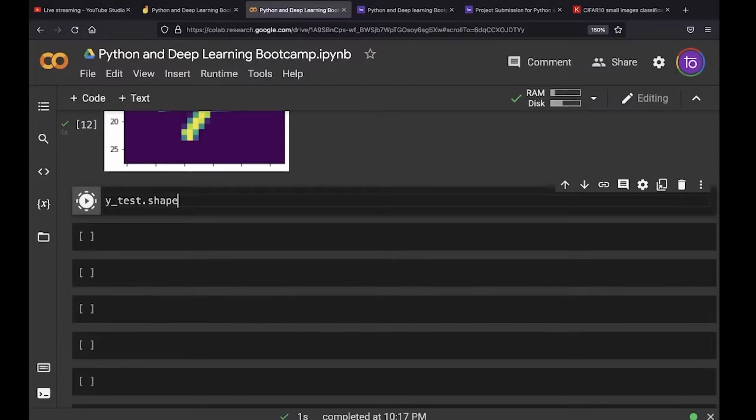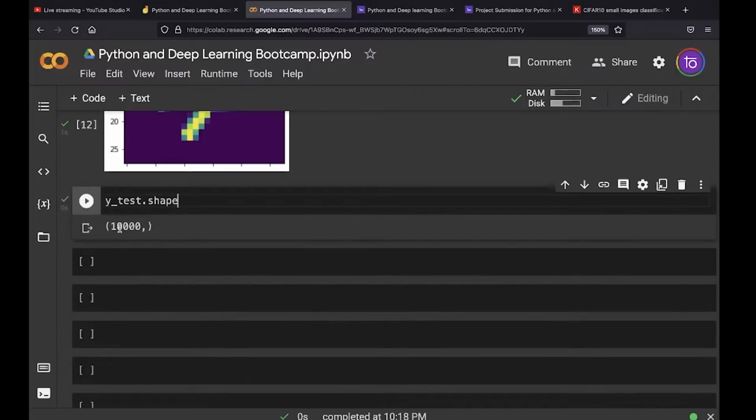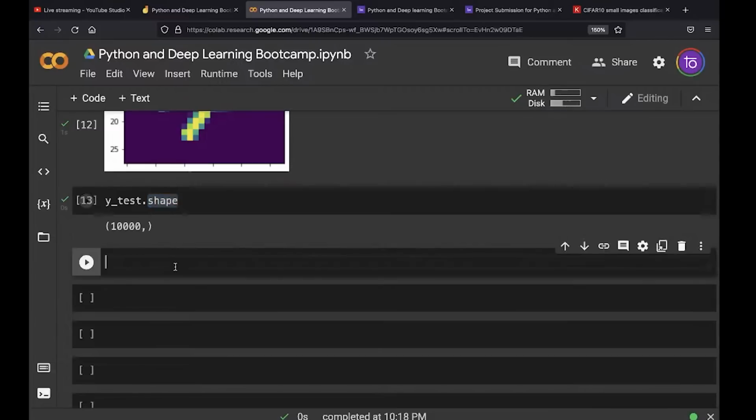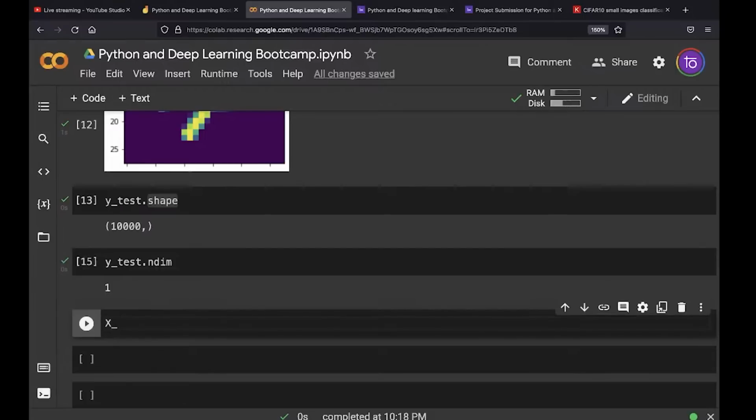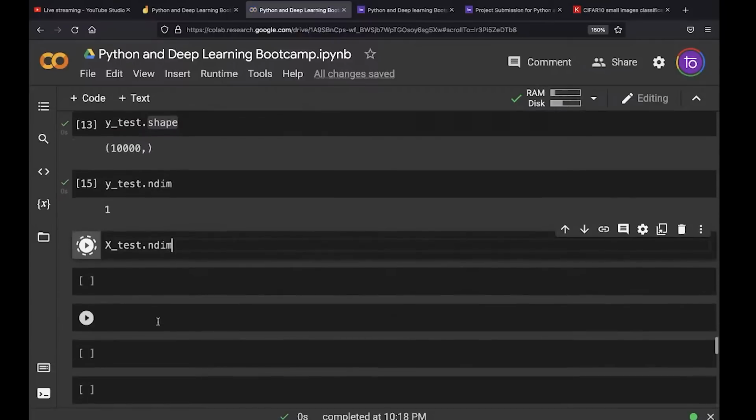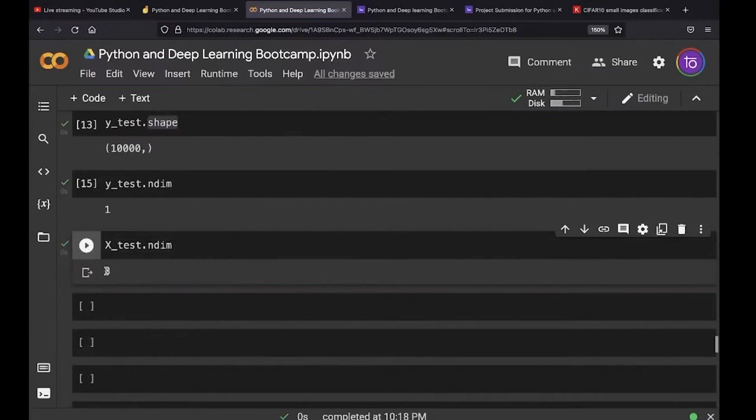If I run this, it says I'm having 10,000 values. That means it is a series, right? Even if I print y_test, you will see it's a series. We have a single array and the dimension over here is one dimension. See, ndim, it's one dimension, right? But if I print x_test.ndim, it says that it's three dimensional. We don't want 3D, right? So we are going to convert this.